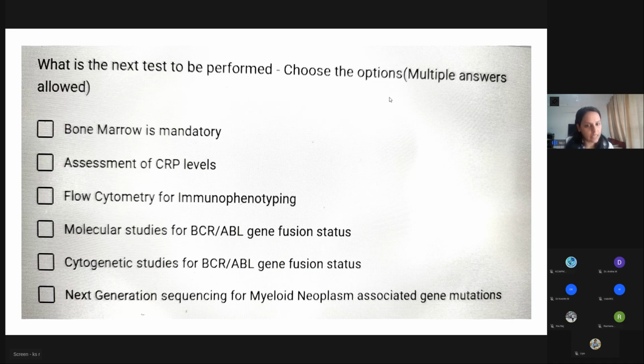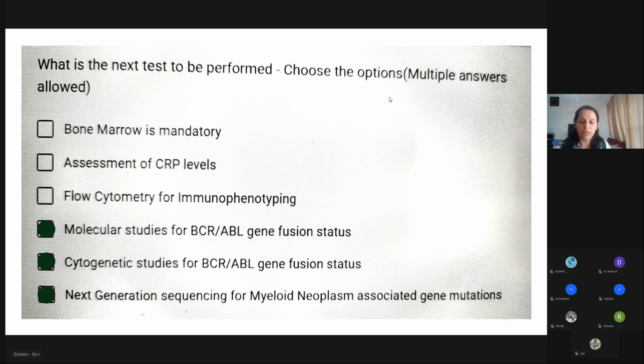CRP levels will be increased in a leukemoid reaction, but here, since my first differential is CML in chronic phase, I would like to go with the molecular studies for BCR-ABL gene fusion status, because there is one P190 BCR-ABL gene isoform in CML, which is actually a rare mimicker of CMML with monocytosis. So I would go with quantitative PCR molecular studies for BCR-ABL. Then I would like to go with cytogenetic studies for BCR-ABL gene fusion status, like for reciprocal translocation 9;22 to identify it on FISH, and also karyotyping.